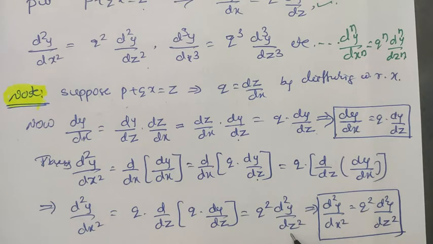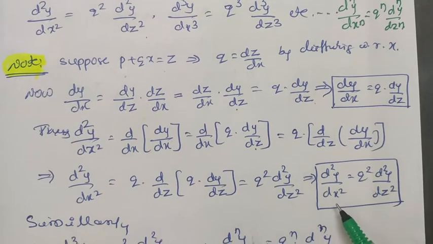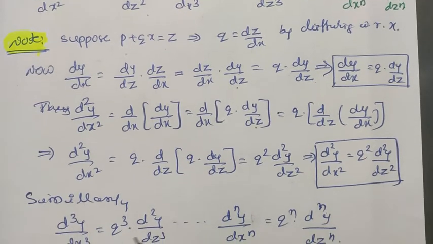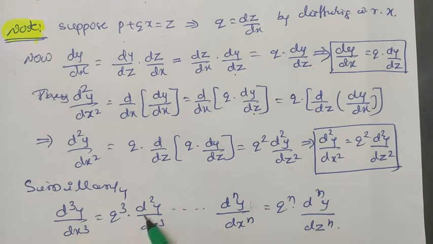Now we are expressing p plus qx in terms of z, and dy by dx and d2y by dx square are also in terms of z. So d2y by dx square equals q square d2y by dz square. Similarly d3y by dx cube is q cube d3y by dz cube, and generally d^n y by dx^n is equal to q^n d^n y by dz^n. Like this we convert the equation into Cauchy-Euler form, and we know the method of solving the Cauchy-Euler form.